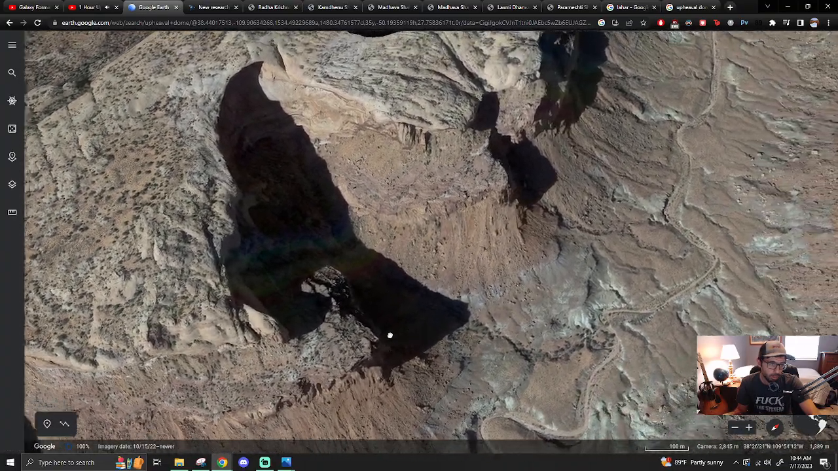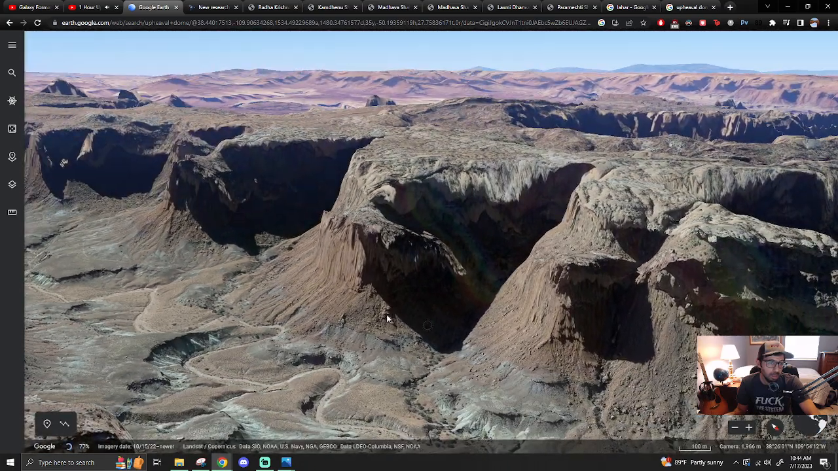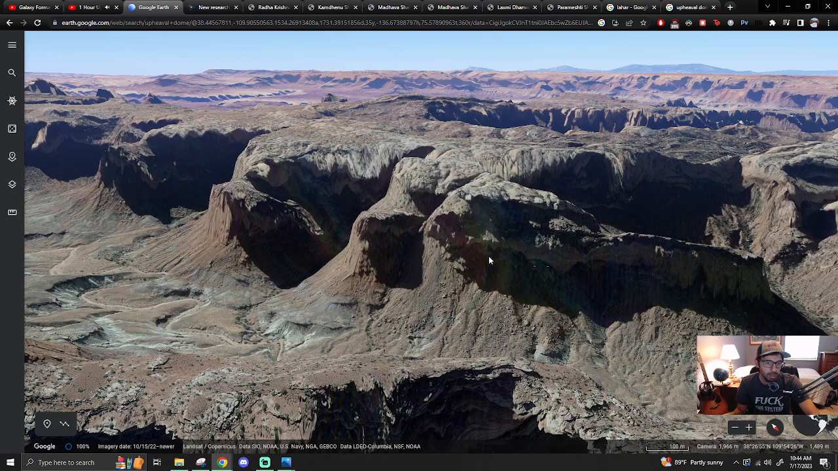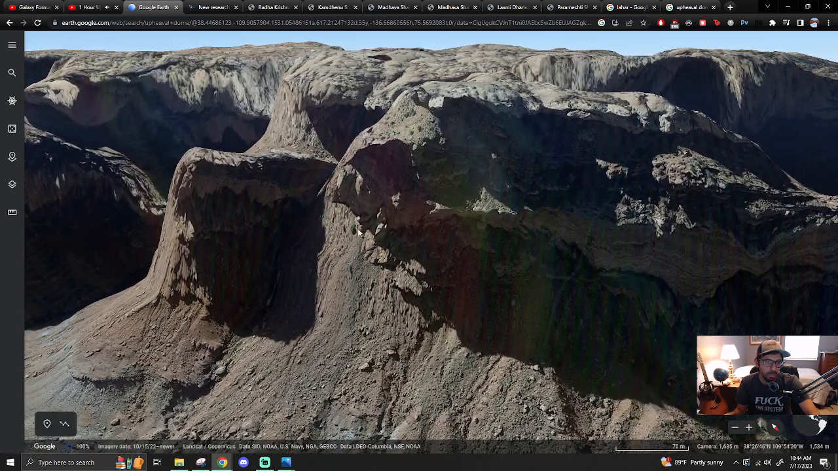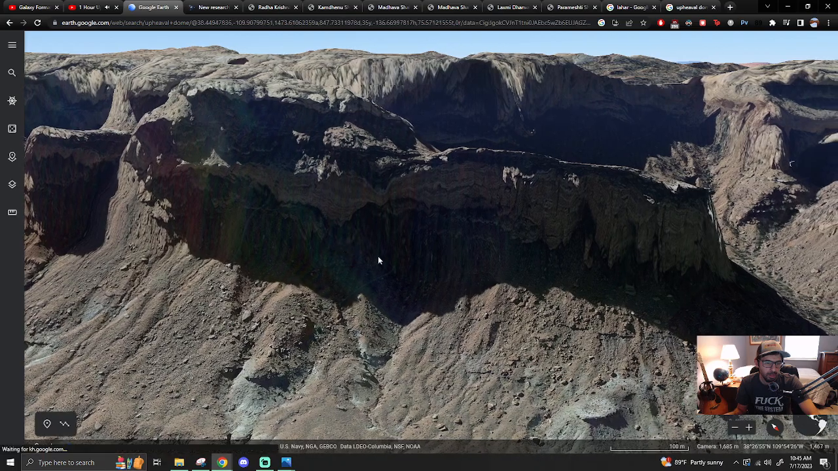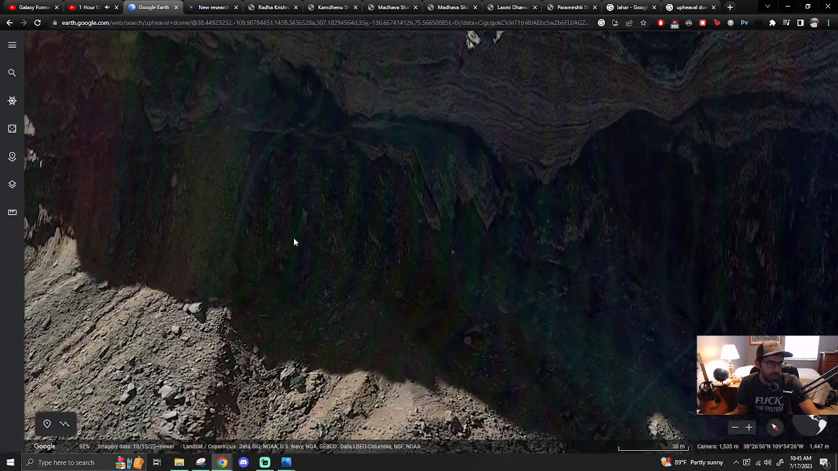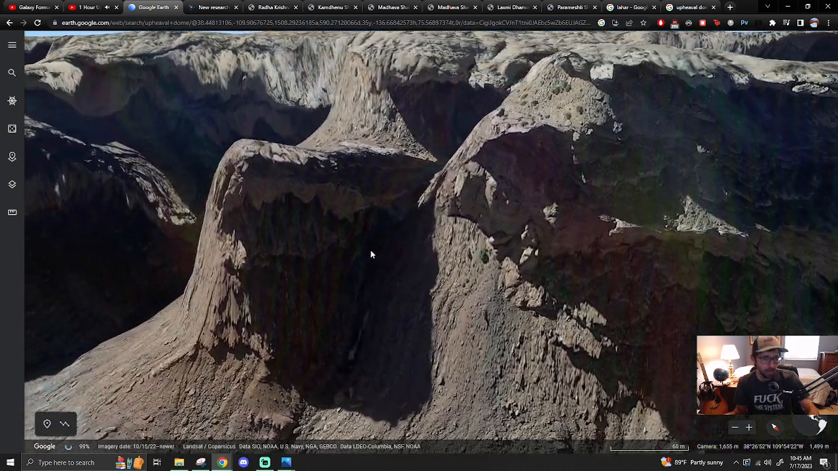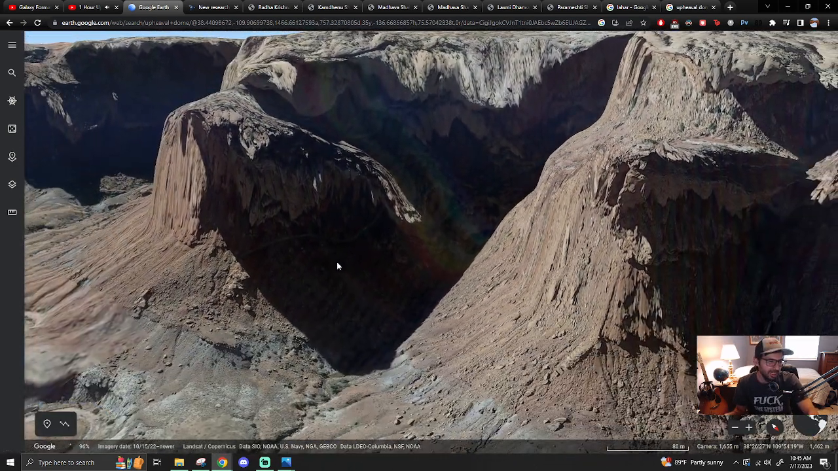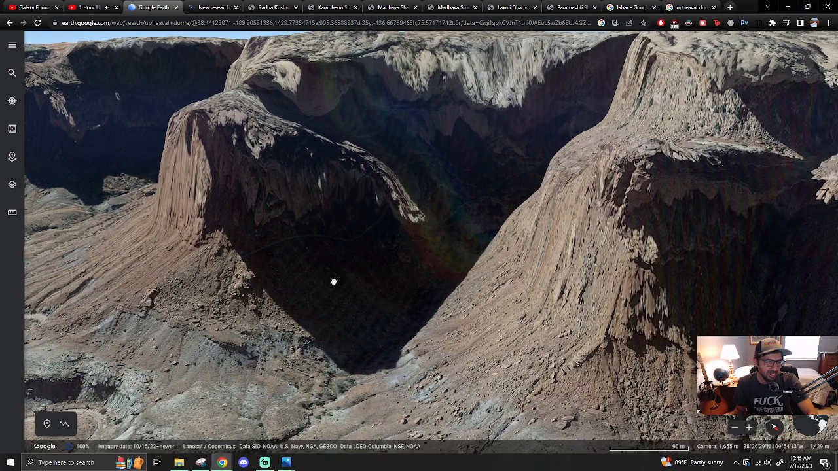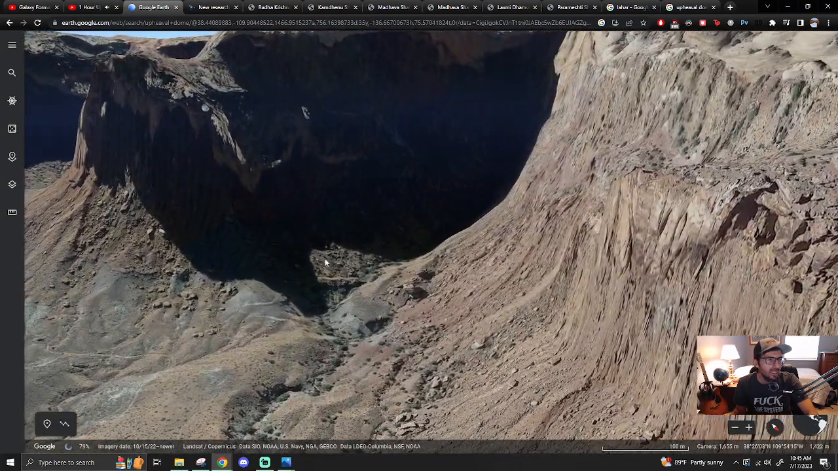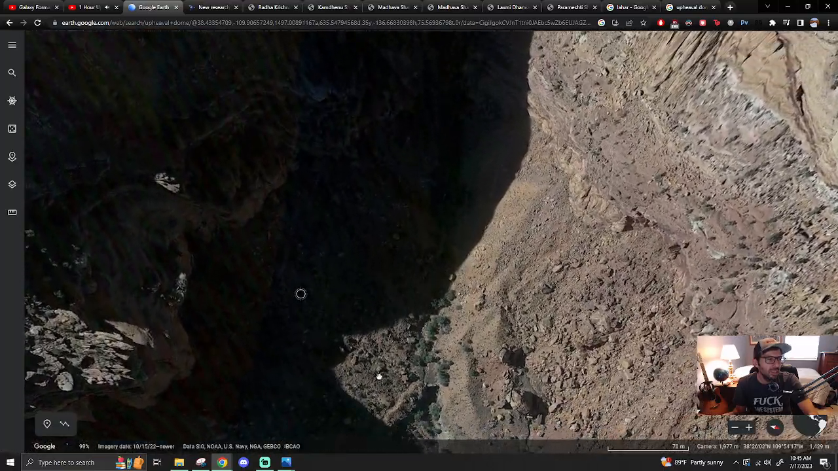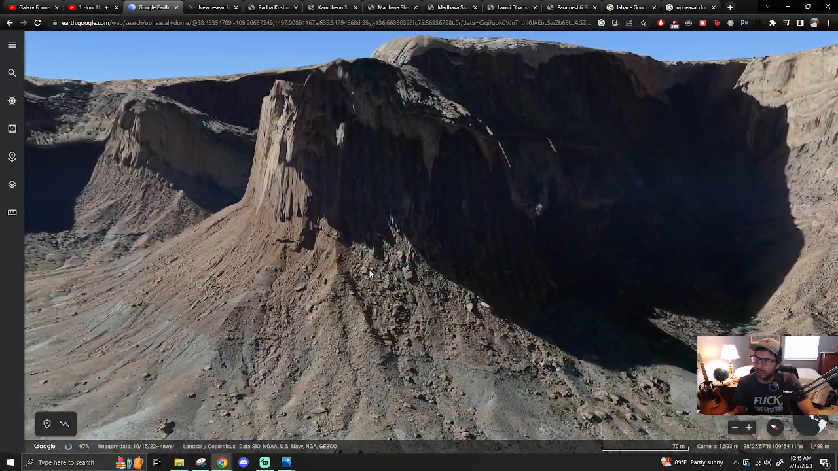That's cool. What? Whoa, dude. There's rainbows in the image. It's real. There's rainbows at Upheaval Dome. Why is it like that? What is happening in this image?